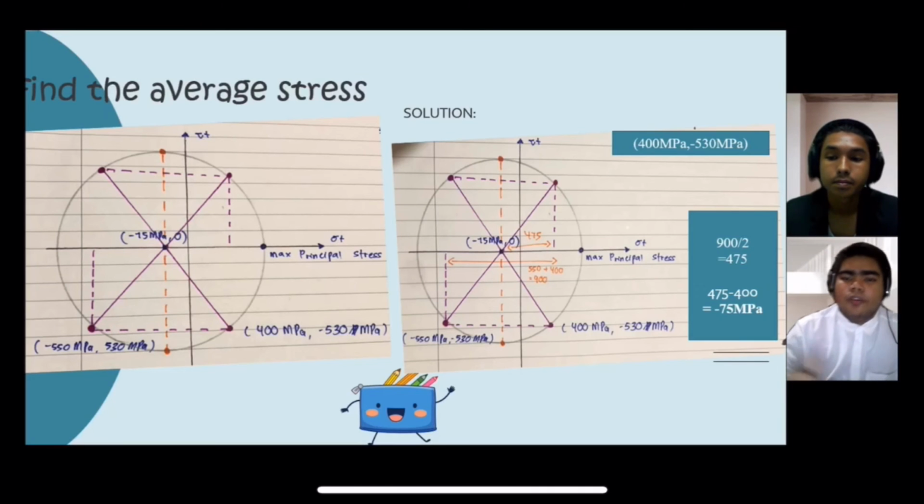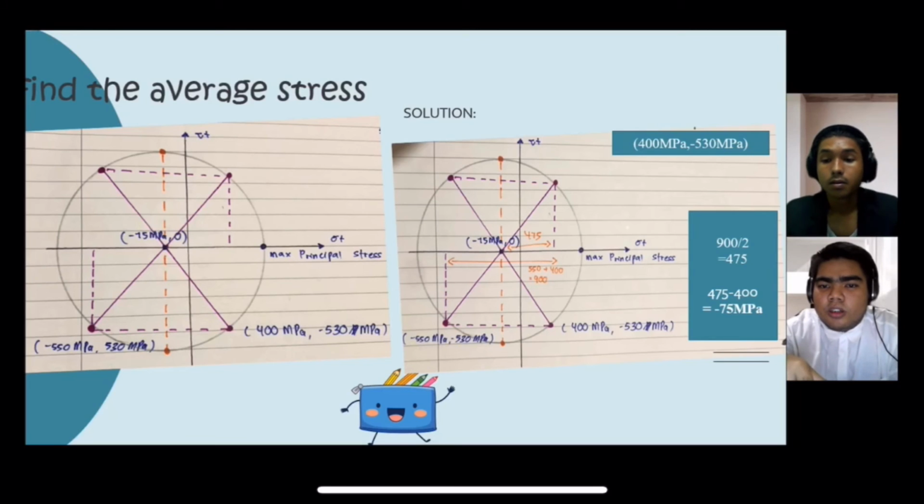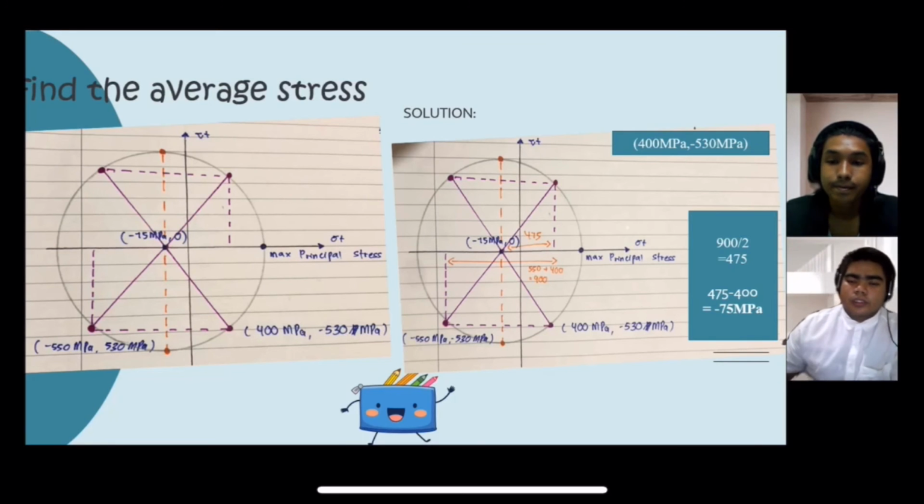And to find the specific value of the average stress, we need to subtract 400. Why 400? Because we already know the value on the x-axis, and then we get 75 megapascal and we need to put it negative. Why negative? Because they are on the left side of the x-axis.